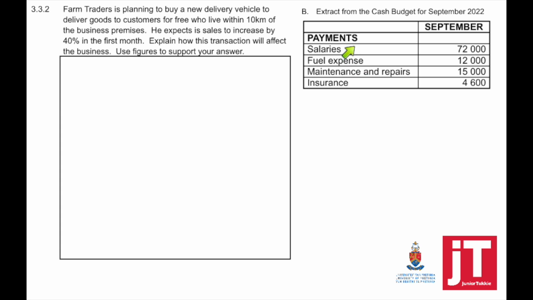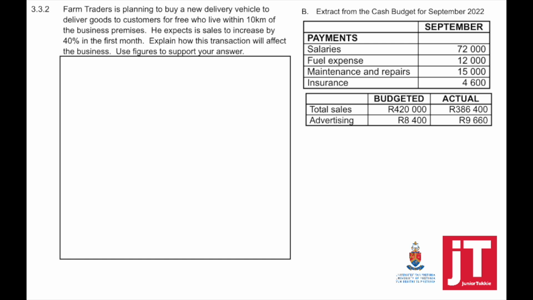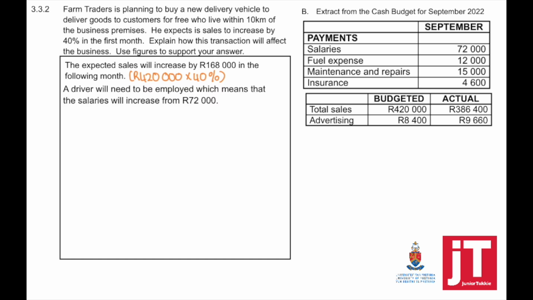So they provided you with salaries. This is an extract from the cash budget, fuel expense, maintenance and repairs and insurance. So if we look now at budgeted and actual figure and we're looking at our sales, it is expected to increase by 40%. Which means that our sales will increase by 168,000. This is what we expect to happen if we buy the delivery vehicle. So 420,000 times 40%.